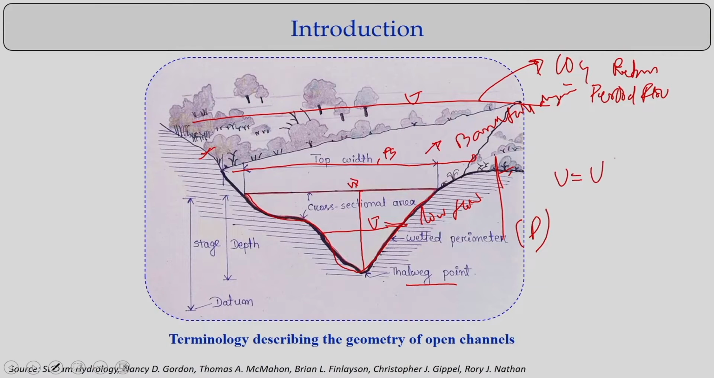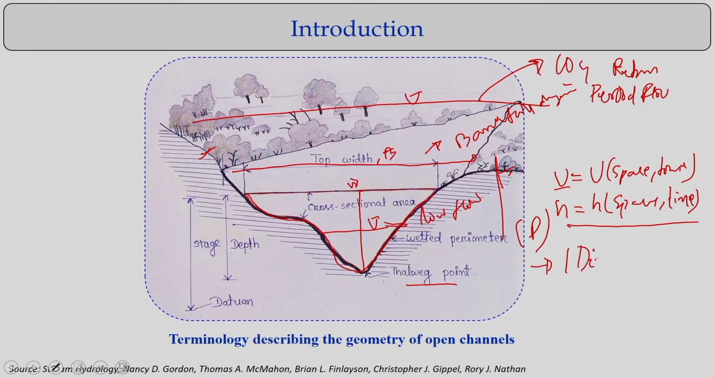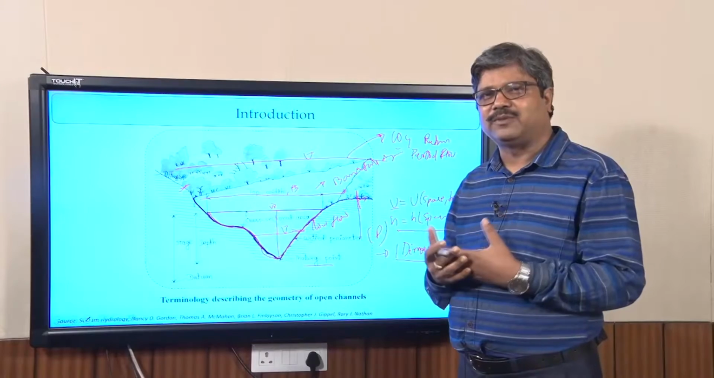The velocities vary with space and time. Here I can say that area-averaged velocities and the flow depth can vary with space and time. But in most cases we simplify it to one-dimensional flow. So we simplified it to one-dimensional flow. That is what we have done for the Saint-Venant equations.